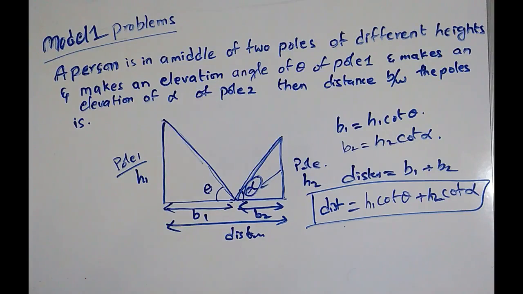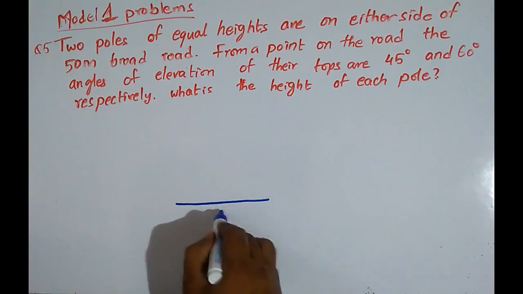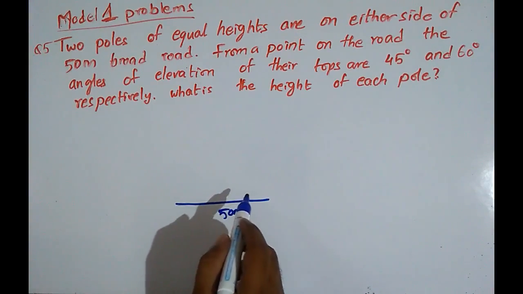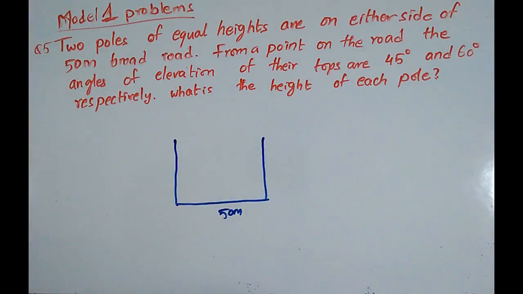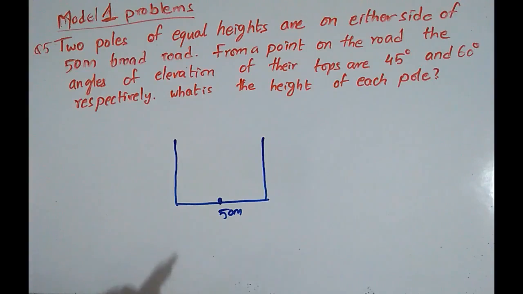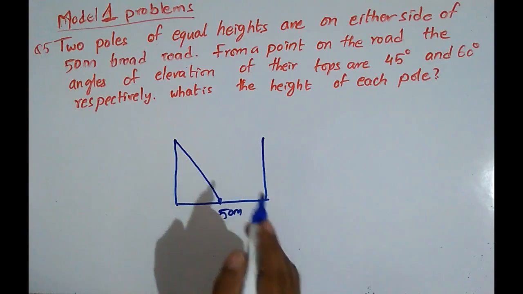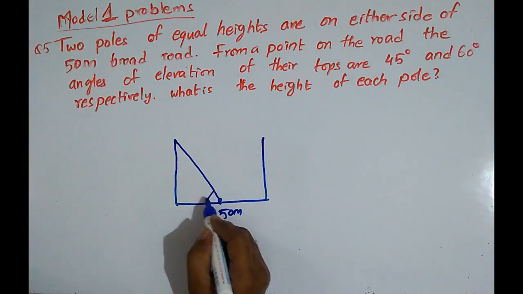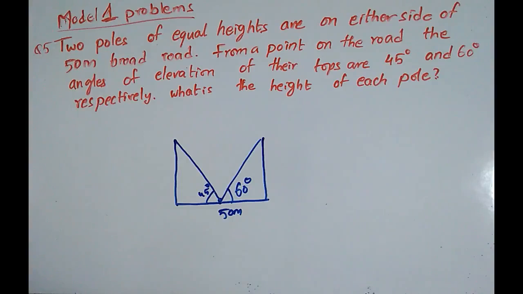Let's see a problem. Two poles of equal heights are on either side of a 50 meters broad road. There is a 50 meters broad road, friends, and the two poles of equal height are on either side of the road. And from a point on the road, the angles of elevation of their tops are 45 degrees and 60 degrees. Suppose there is a man, and there is an elevation angle of 45 degrees to one pole and 60 degrees to the other pole, friends. So what do we have to find? We have to find the height of each pole, friends.